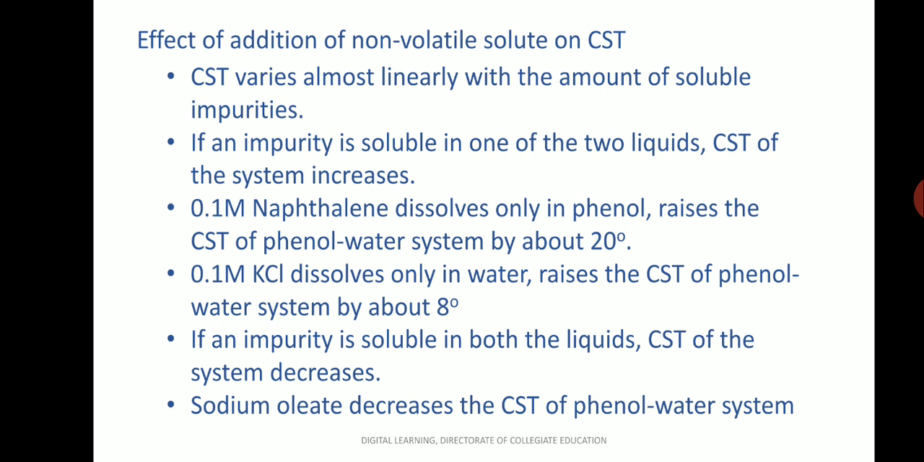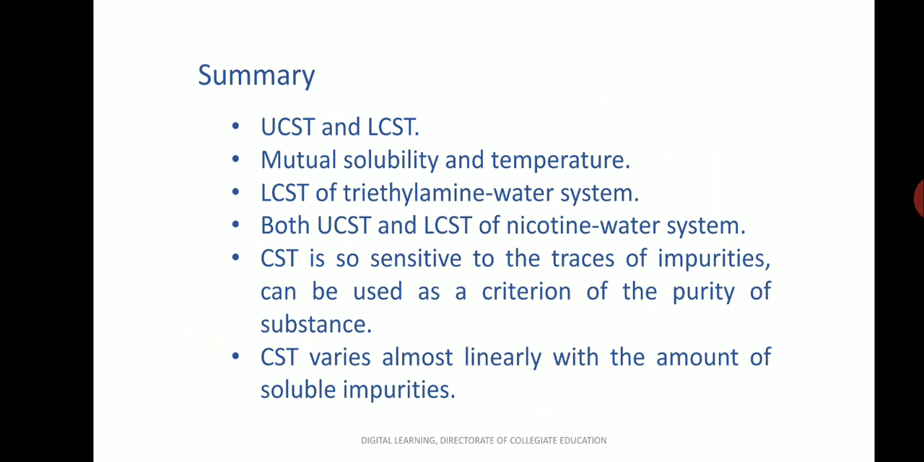0.1 molar potassium chloride dissolves only in water and raises the critical solution temperature of phenol water system by about 8 degrees Celsius. If an impurity is soluble in both the liquids, the critical solution temperature of the system decreases. Sodium oleate decreases the critical solution temperature of phenol water system.